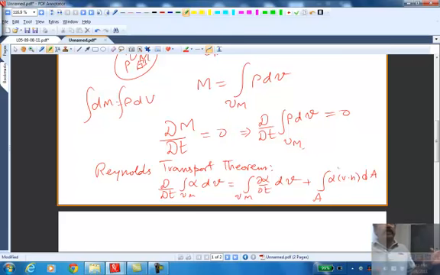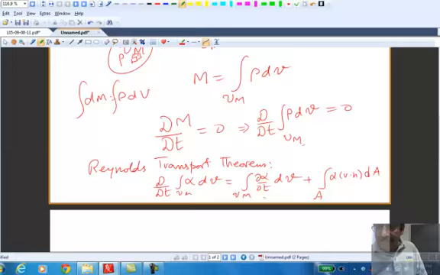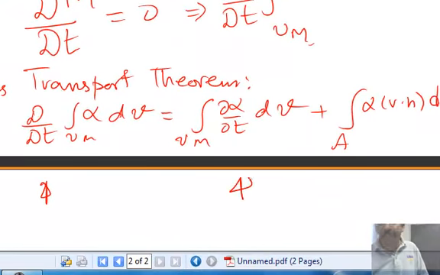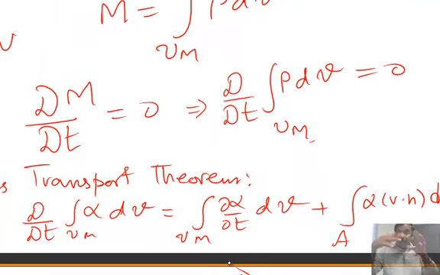It is a general result. It doesn't have anything to do specifically with fluid mechanics. Any quantity alpha can be a scalar, vector, or tensor. It simply says the derivative of the integral of the function is the integral of the Eulerian derivative. Here it is a Lagrangian derivative. On the right hand side, this is the Eulerian derivative. And then what happens to the surface? How fast the surface is deforming?